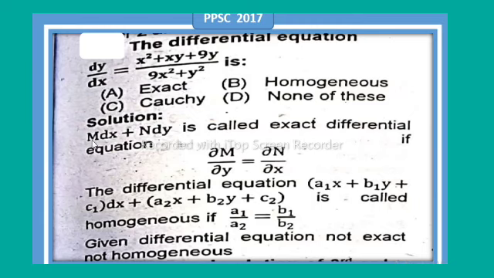That is, here M dx plus N dy is called an exact differential equation if partial M over partial y is equal to partial N over partial x. The differential equation (a1x plus b1y plus c1) dx plus (a2x plus b2y plus c2) dy is called homogeneous if a1 over a2 is equal to b1 over b2. The given differential equation is not exact and not homogeneous, so option D is correct, that is none of these.